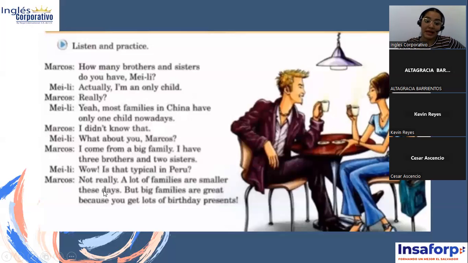Algunas familias son más pequeñas ahora en día. And that's super true. Nowadays, we have like smaller families in our country. Antes tenían 10, antes tenían 15, 7, y ahora solamente 2, 1, ¿verdad? Okay. But big families are great because you get lots of birthday presents. Pero las familias grandes son geniales, dice, porque tienes un montón de regalos.